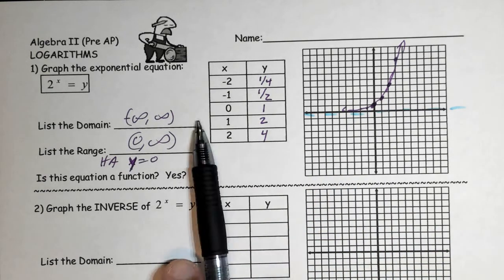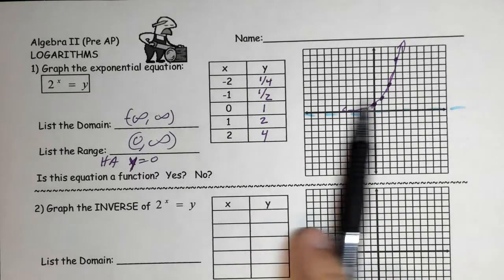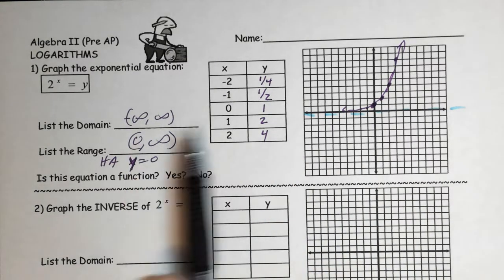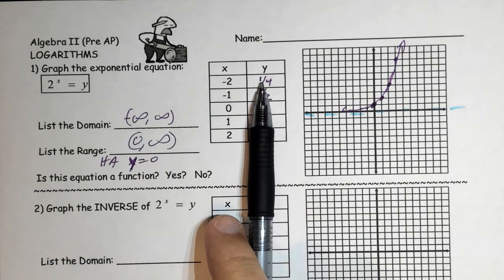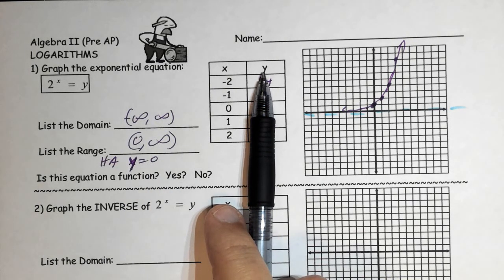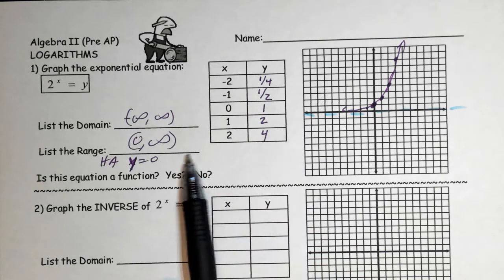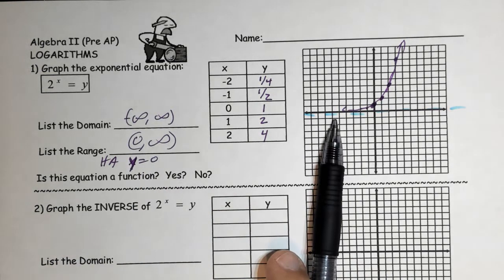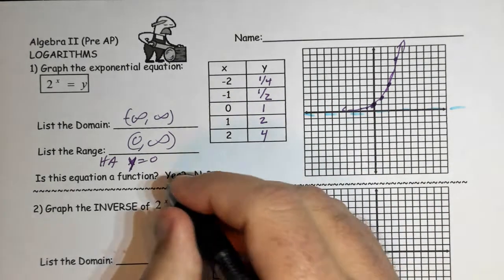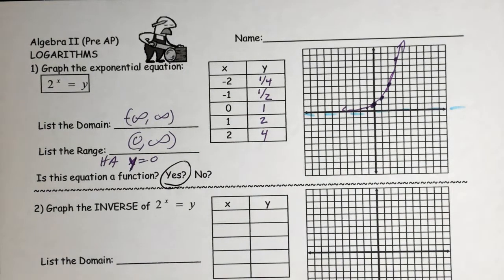It has a domain of all real numbers, all the way across. It has a range from 0 and above, but notice it doesn't ever hit 0, because it gets closer and closer. The y value gets closer and closer, but never gets to 0. So we have that horizontal asymptote at 0. Now, is this a function? Yes, it passes the vertical line test, right?